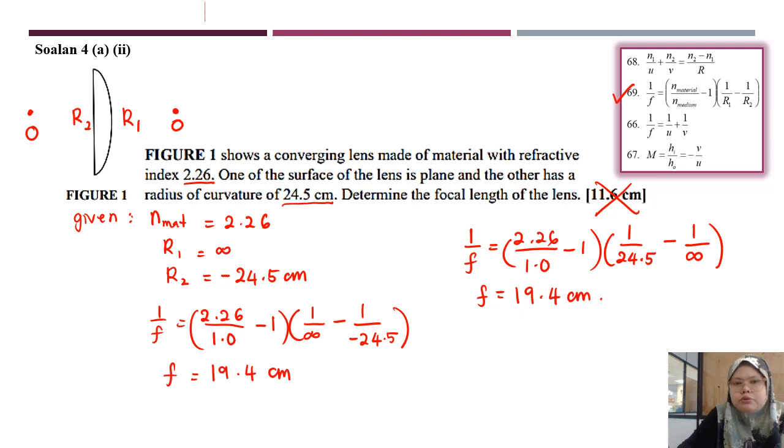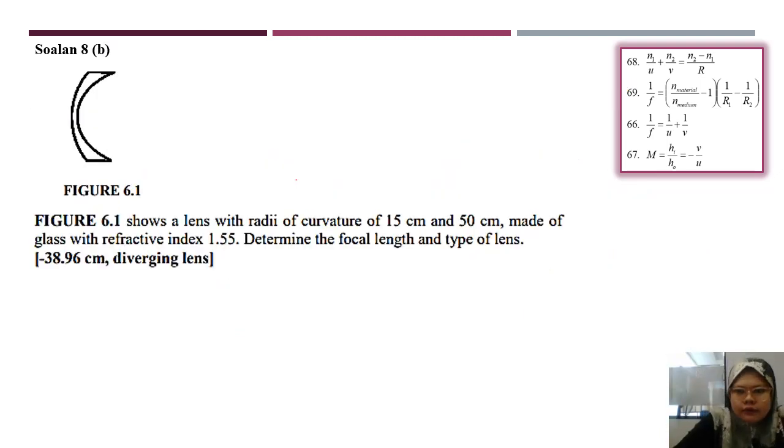Dia takkan, bila you tukar position of the object tiba-tiba you akan dapat focal length negative, no. Okay, because that one is a converging lens. So bila converging lens, focal length dia adalah positif. So any position of the object you letak dekat mana pun you tetap akan dapat dia punya focal length which is positive, right? Okay, for the next question, okay, 8B.